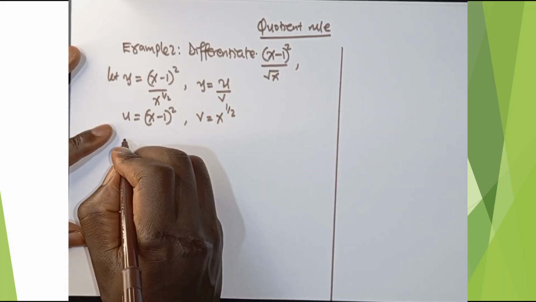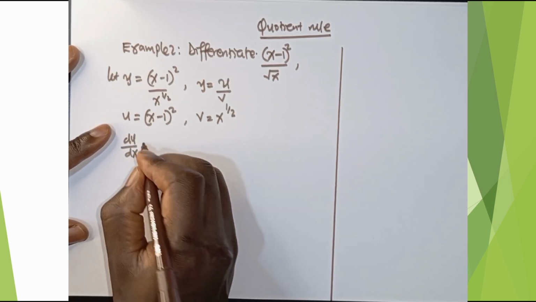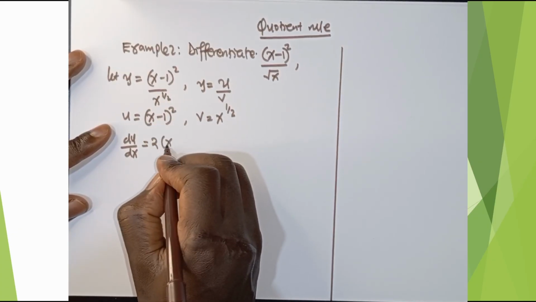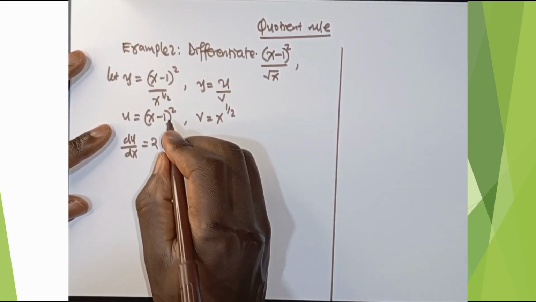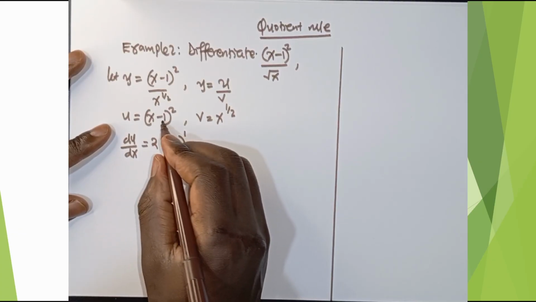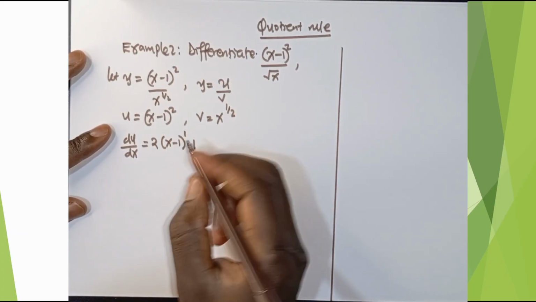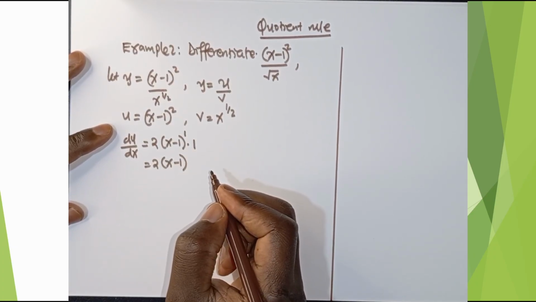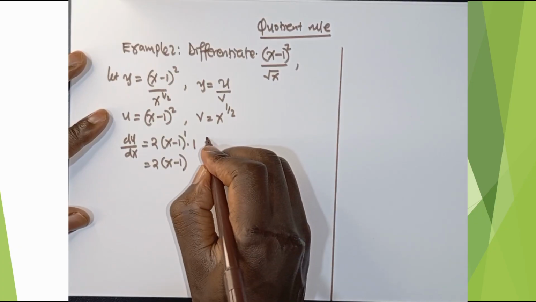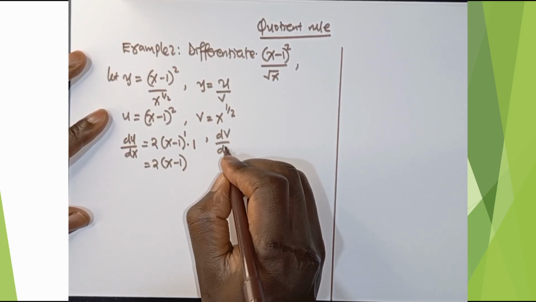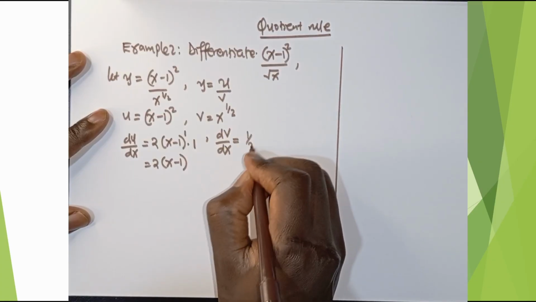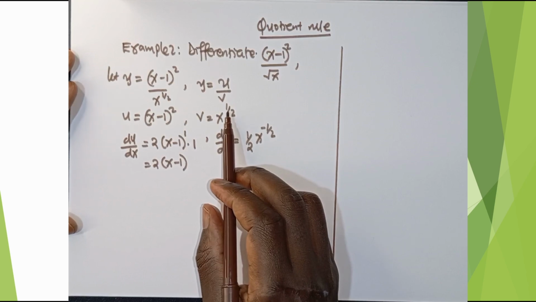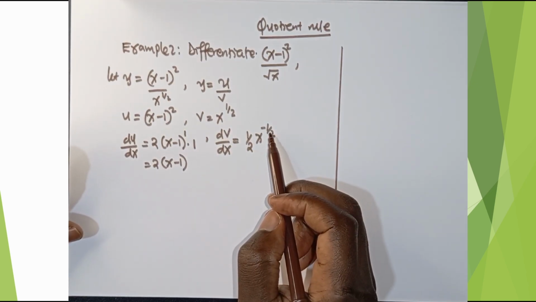So when we differentiate this, du dx, using chain rule. Chain rule says drop the power, keep whatever is in the bracket alone, reduce the power by 1, you remain with 1, times the derivative of what is inside, which is 1. So this is 2 times x minus 1. So we continue. When you differentiate dv with respect to x, you'll have a half x to power negative a half. So when you reduce a half minus 1, you'll get negative a half.